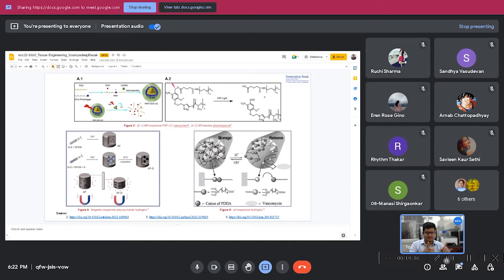Like figure 3, it says it is NIR responsive. That is NIR, near infrared light. It's a very high wavelength light. So this NIR is more or less not that harmful for the tissue if used at a particular permitted level. Okay. So NIR based therapy or NIR based drug delivery systems are being developed.